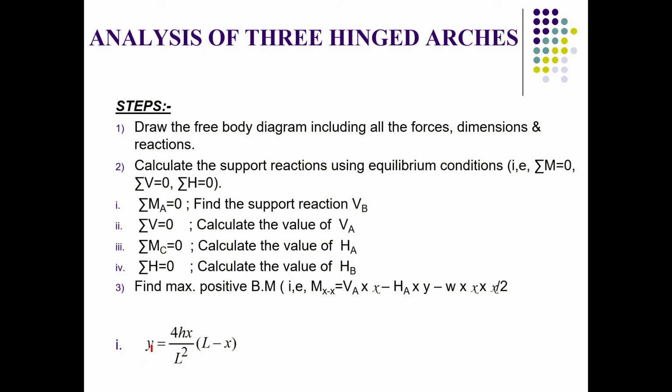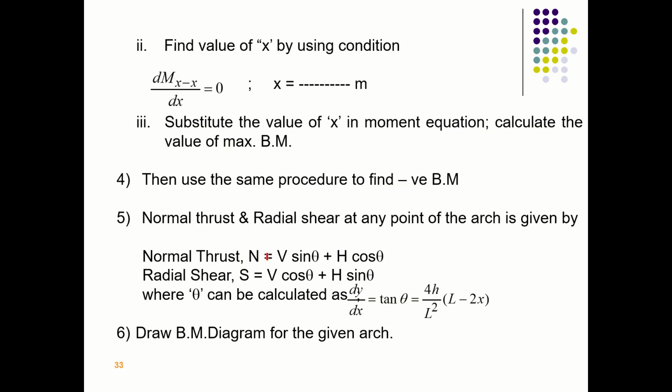So first is y equals 4hx divided by L squared into (L minus x). Find the value of x by using this condition, substitute the value in the moment equation, and calculate the bending moment, right. Step number 4 is to use the same procedure to find the negative bending moment. You found the positive bending moment, then find the negative bending moment.